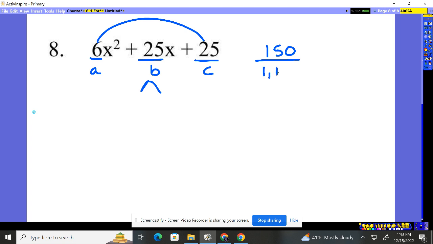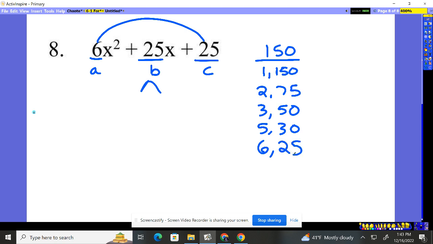I don't know. Let's start with 1 times 150. That's not it. 2 times 75. No, that's not it. Does 3 go into it? Yeah, 3 times 50. Everybody's going into this guy. What about a 4? A 4 does not. Whew, thank goodness. 5 times 30. Now we're getting close. Does 6 go into it? Yes, it does. 6 times what? 25, right? Of course, because we did 6 times 25, sillies.